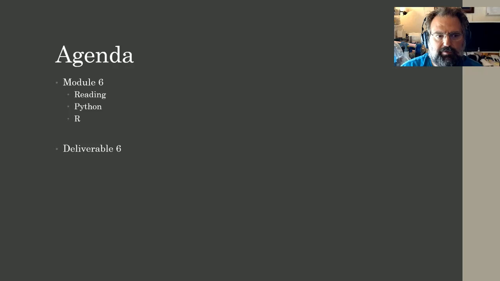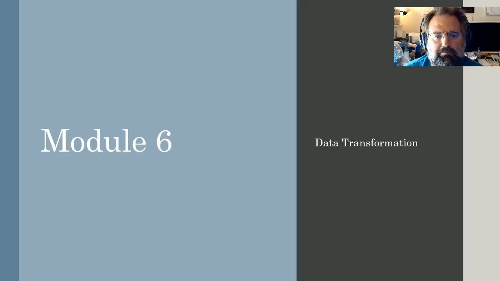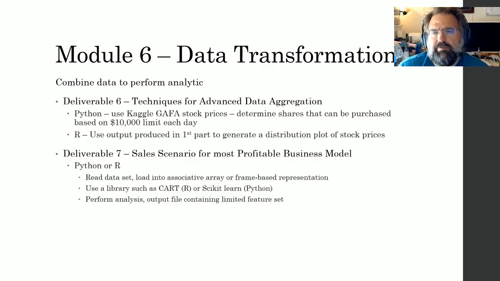So our agenda, very similar to every time. We'll talk about Module 6, talk a little bit about the reading, Python and R, showing some examples as we go. So Module 6 is all about data transformation, something you've been doing a bit about already, but in this case we're actually going to do a little bit more and do some derivations of some new data.